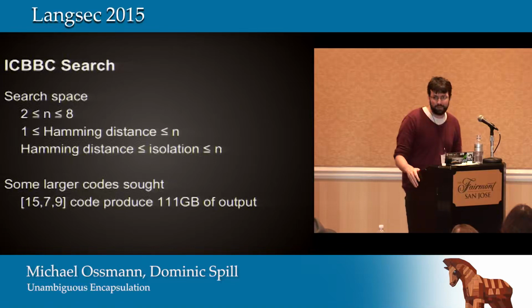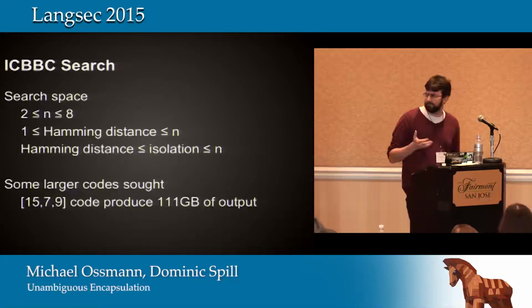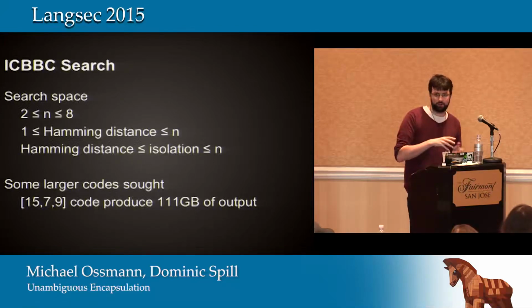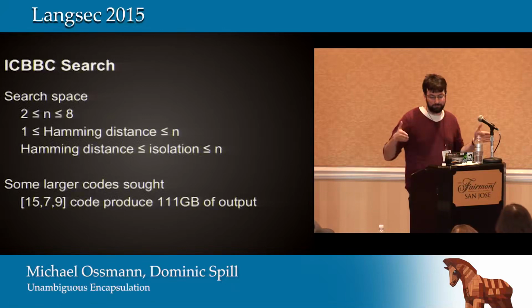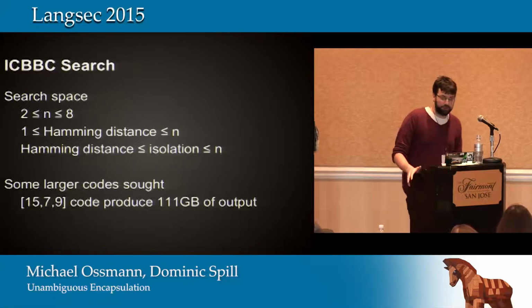As I say, we ran this on EC2 and on our laptops for various test runs, and there were some codes such as this 1579, so it's a 15-bit code, 7-bit Hamming distance within the groups, and a 9-bit isolation between the two. And it produced 111 gigabytes of output, filled up my hard drive, and then everything just fell over.